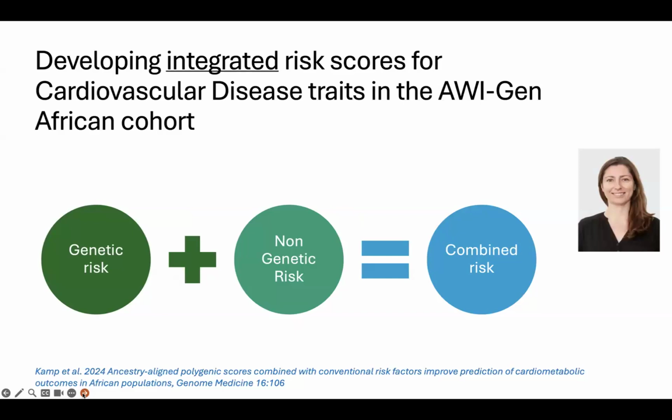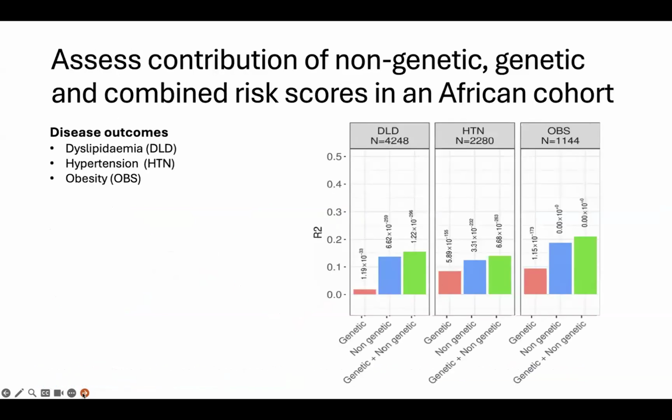So we need to think now, when we want to predict somebody's risk of developing disease, whether we only want to look at genetics or we also want to look at other things. And this is a beautiful study that was done by a PhD student, Michèle, and she did what we call an integrated risk score, where she looked at genetic risk, but she also included non-genetic risk and came up with a model to look at your combined risk for developing cardiovascular disease traits.